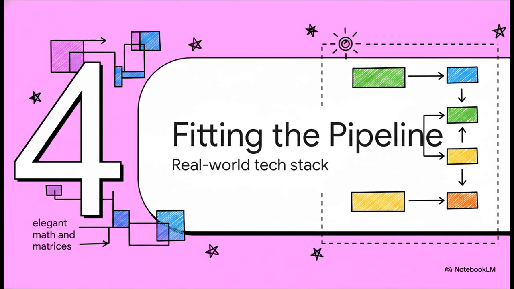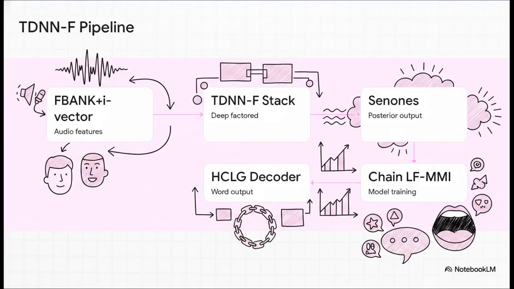Finally, Section 4, fitting into the pipeline. Let's look at where TDNN-F actually lives in the real world. Let's track the audio through a standard hybrid acoustic model pipeline. First, we pull our audio features, 40-dimensional filter banks mixed with 100-dimensional i-vectors for speaker adaptation. Those get fed right into our deep TDNN-F stack, which is packed with all those factored layers and skip connections we just mastered. That stack spits out senone posteriors, which go through chain or LF-MMI training, and finally hit the HCLG decoding graph to give us our actual words.